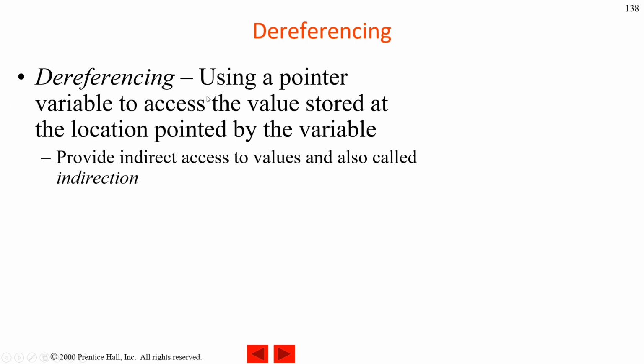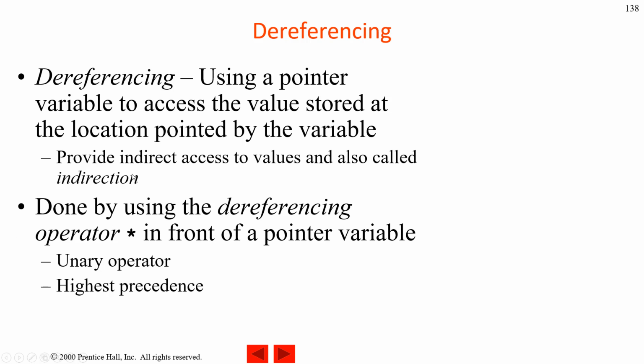So dereferencing, we did see an example, but let's look at it in a more formal way. Dereferencing is using a pointer variable to access the value stored at the location pointed to by the variable. So this is an indirect way. The pointer stores a location and you're saying, okay, go to this location and tell me what's the value over there. So this is an indirect way of printing the value. And it is done by the dereferencing operator asterisk put in front of the pointer variable.